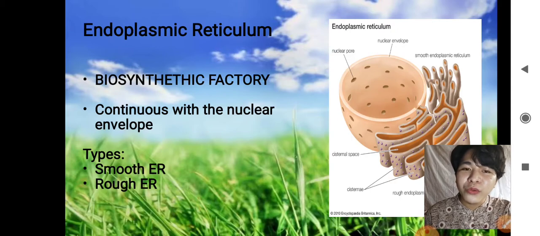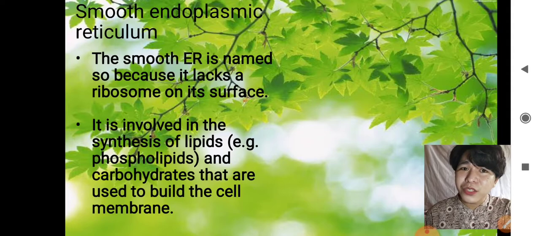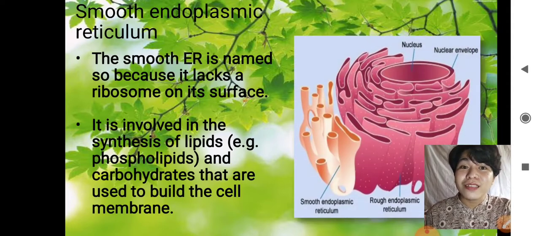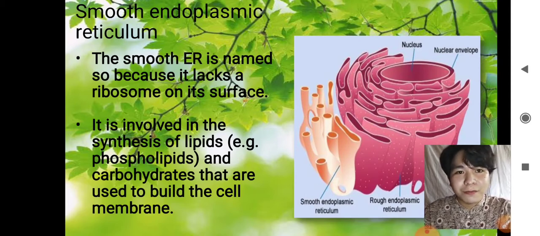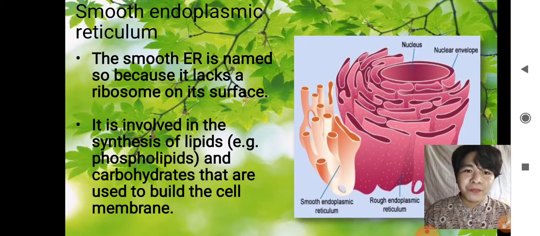And of course, what are the types of endoplasmic reticulum? We have the smooth and we have the rough. So what is the difference between smooth and rough? Let's start with smooth. The smooth ER is named so because it lacks ribosomes on its surface. It is involved in the synthesis of lipids or phospholipids and carbohydrates that are used to build the membrane. Those are the macromolecules. We have the lipids, carbohydrates, we also have nucleotides and, of course, amino acids.